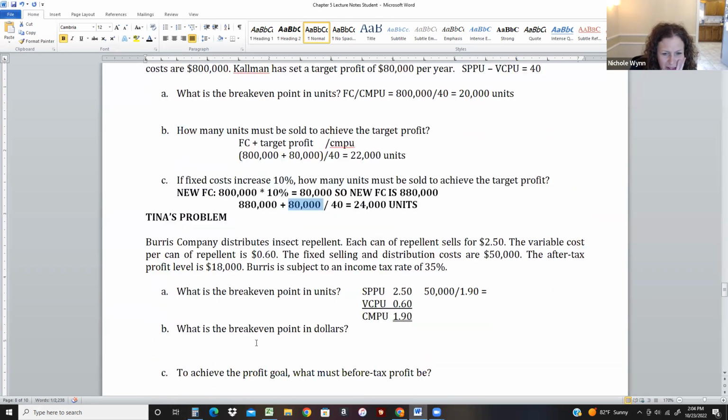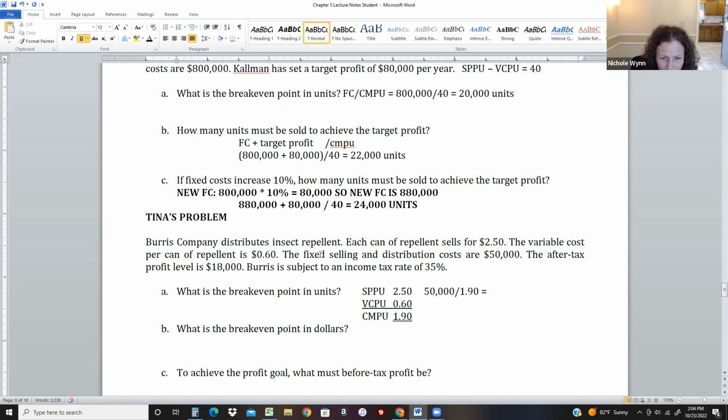Okay, so on the next one, and this is where I left off because of my video, I messed up and I had to start over. So Tina Burris sells insect repellent and each can is $2.50. So my variable cost per can is 60 cents. So it looks like I sell them for $2.50 and they cost me 60 cents, which gives me $1.90. So for every can of insect repellent that I sell, I make $1.90.